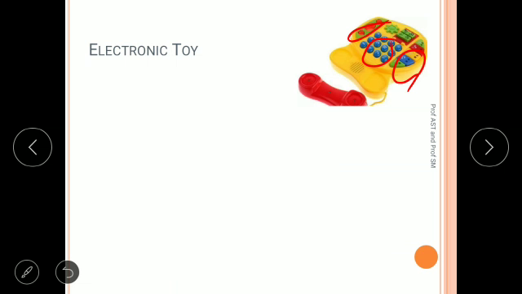If you consider a still more complicated toy telephone, then some toy telephones, if you ask some questions, will reply back. So maximum some 3 to 4 tasks it can perform.